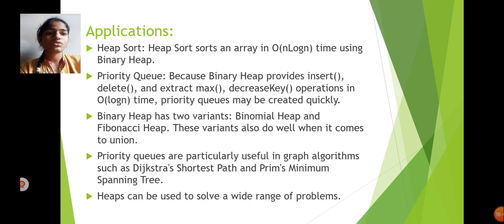These variants also do well in this regard. Priority queues are particularly useful in graph algorithms such as Dijkstra's shortest path and Prim's minimum spanning tree. Dijkstra's shortest path is finding the shortest path between any two nodes, and Prim's is the minimum spanning tree. Heaps can be used to solve a wide range of problems. So this may be used to develop a priority queue, taking n log n time complexity using a binary heap, and it may be used in Dijkstra's shortest path, and it's also used for a wide range of problems.